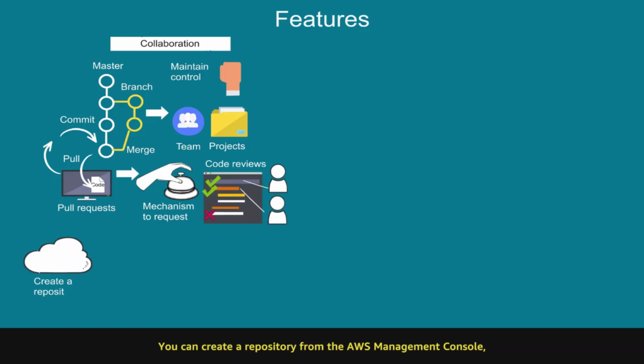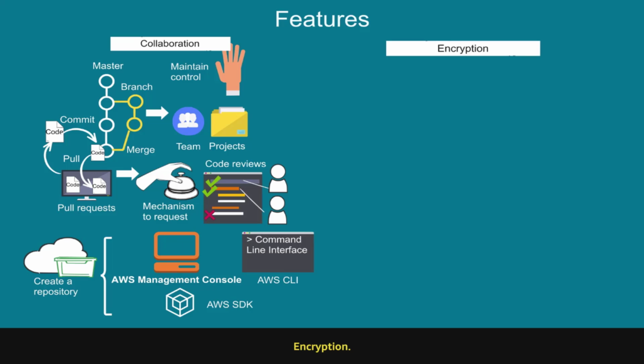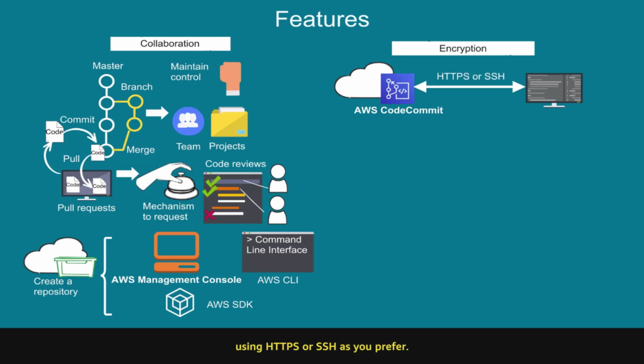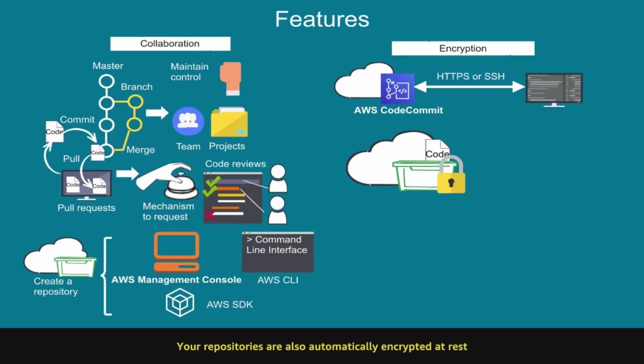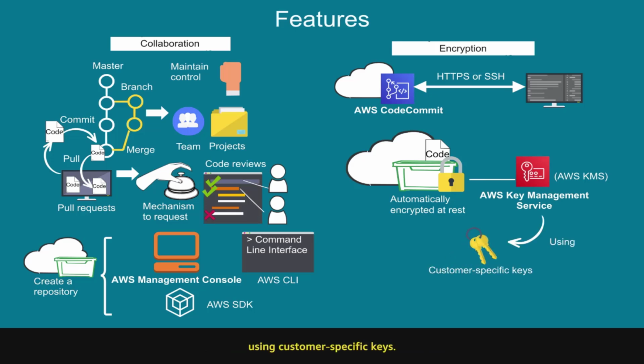You can create a repository from the AWS Management Console, AWS CLI, or AWS SDKs and start working with the repository using Git. Encryption. You can transfer your files to and from AWS CodeCommit using HTTPS or SSH as you prefer. Your repositories are also automatically encrypted at rest through AWS Key Management Service, AWS KMS, using customer-specific keys.